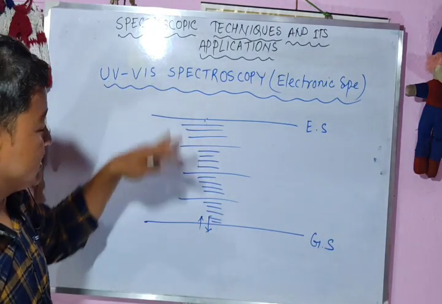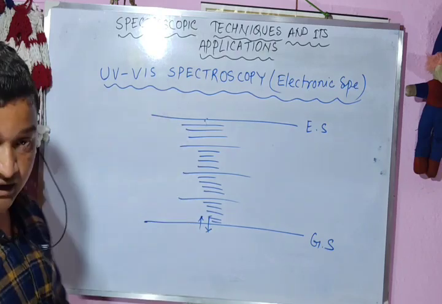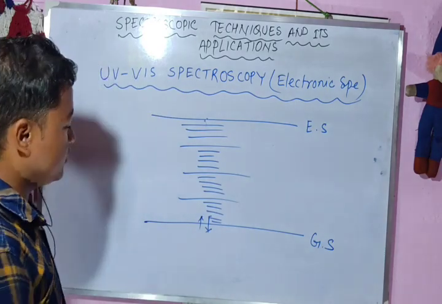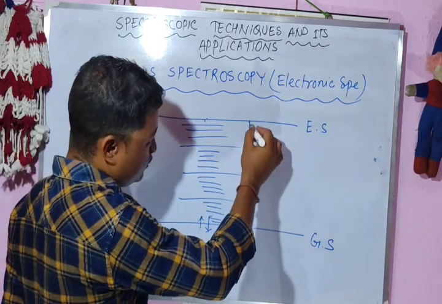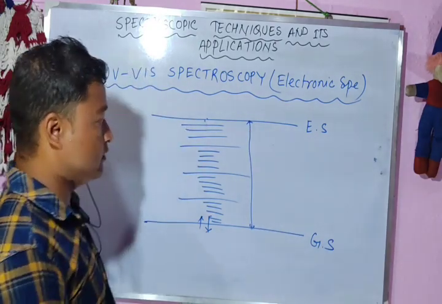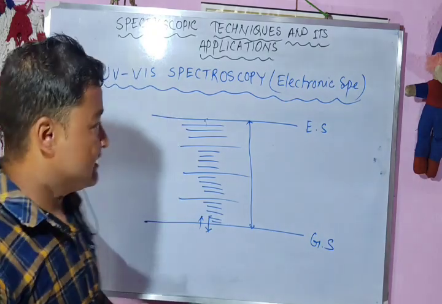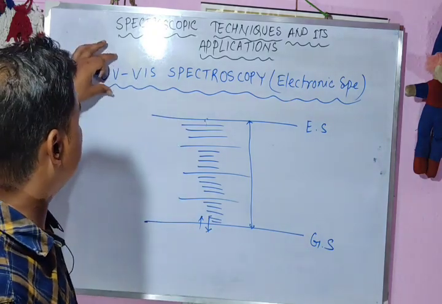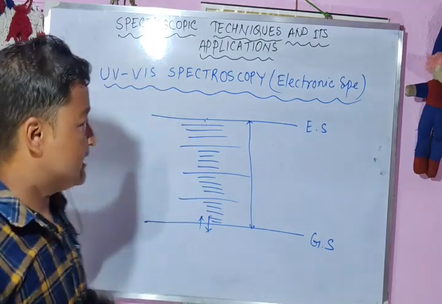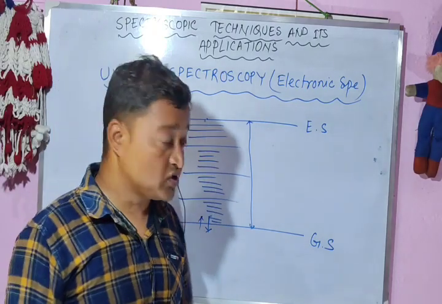In these two electronic levels, there are some vibrational levels and some rotational levels. So the energy gap between two electronic levels is more than that between vibrational and rotational levels. That's why when UV-visible light is absorbed by matter, the energy of UV-visible spectroscopy is high.